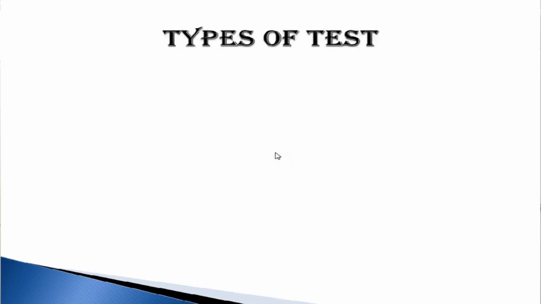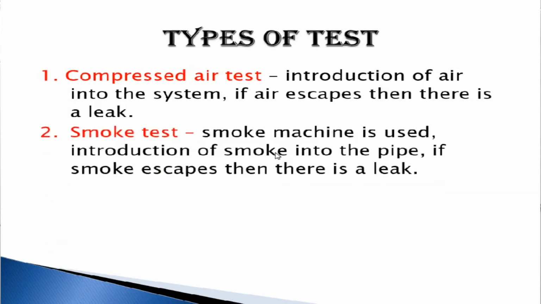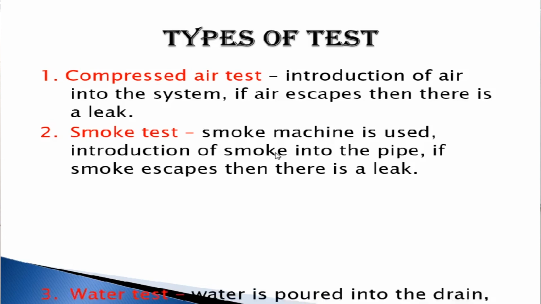We do certain types of tests. The most common test we do is a compressed air test, where we introduce air into the system. If air escapes at the joints, we know there's a leak. We do what is called a smoke test, where a smoke machine is used. Smoke is introduced into the pipes. If the smoke escapes, there's a leak.